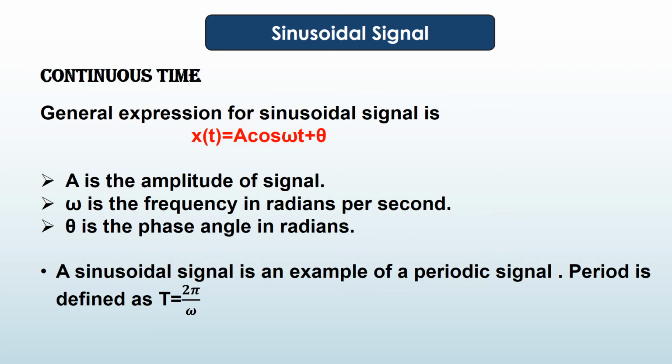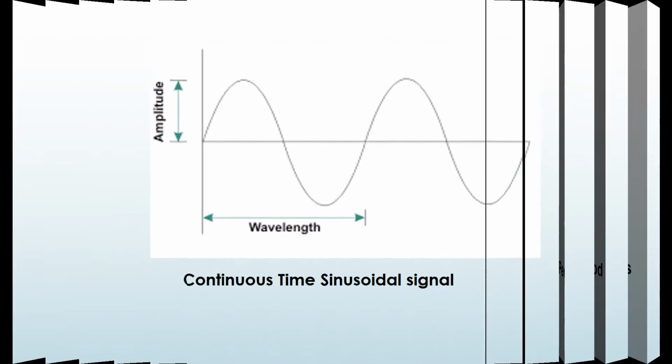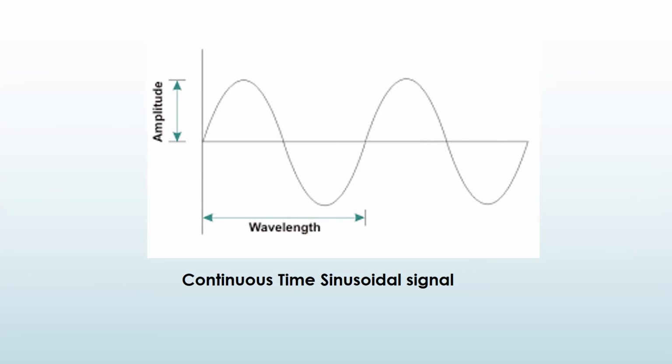So a sinusoidal signal is an example of a periodic signal. Okay, and the period is defined as capital T is equal to 2 pi by omega, where omega is the frequency of the signal. So here shown the continuous time sinusoidal signal, amplitude and wavelength are marked over here. So this is the continuous time sinusoidal signal.